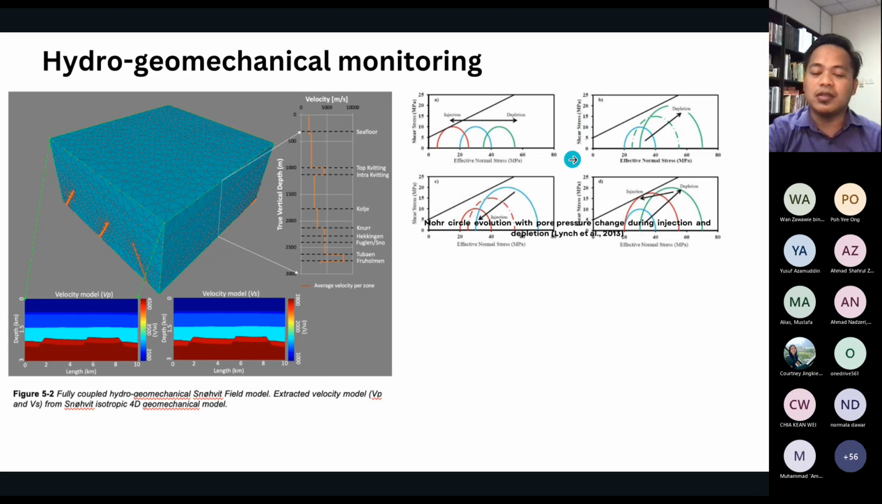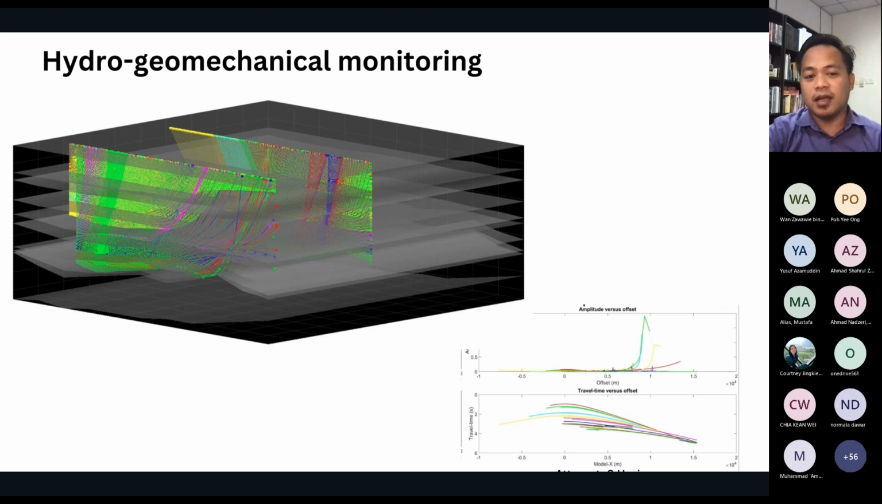So basically we change the condition of the subsurface even more. That is the thing that we need to consider during the monitoring as well. So this is another example.